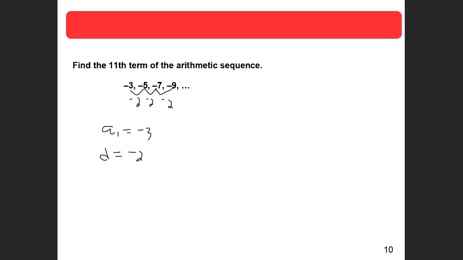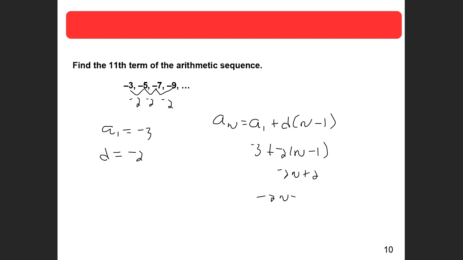So my formula, again, a sub n is equal to the first term plus d times (n minus 1). So that gives me -3 plus -2(n minus 1). So that's -2n plus 2. So that's -2n minus 1.